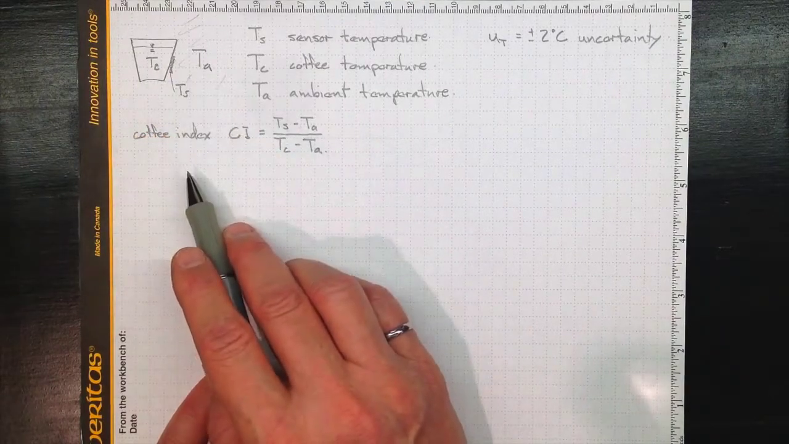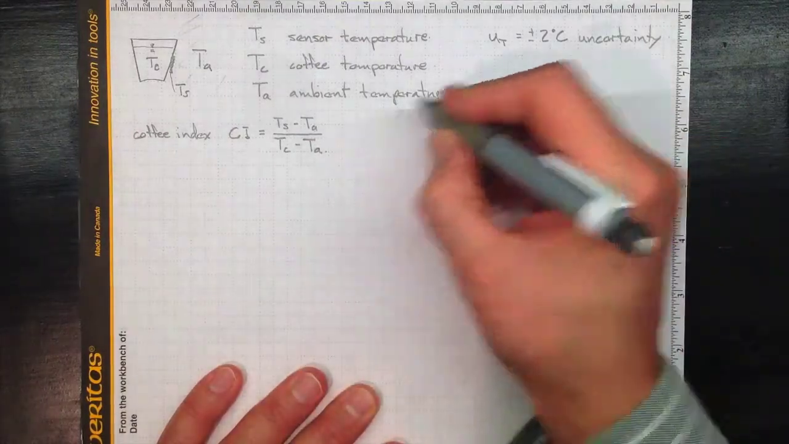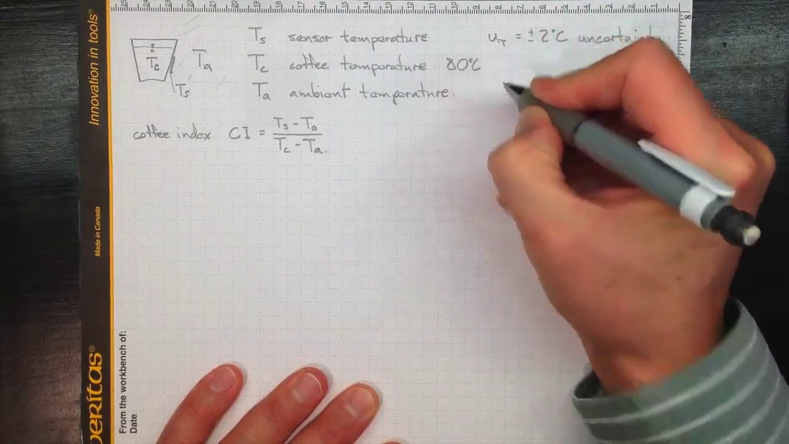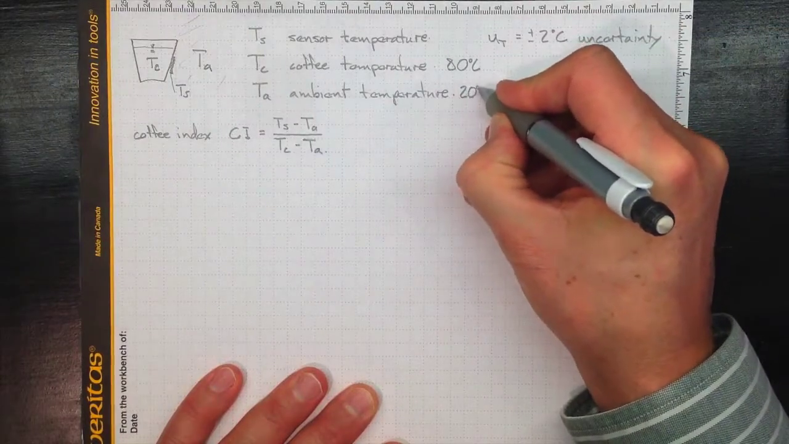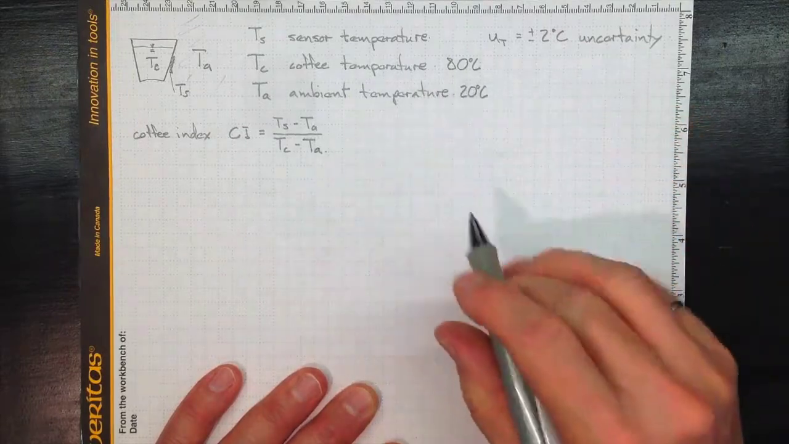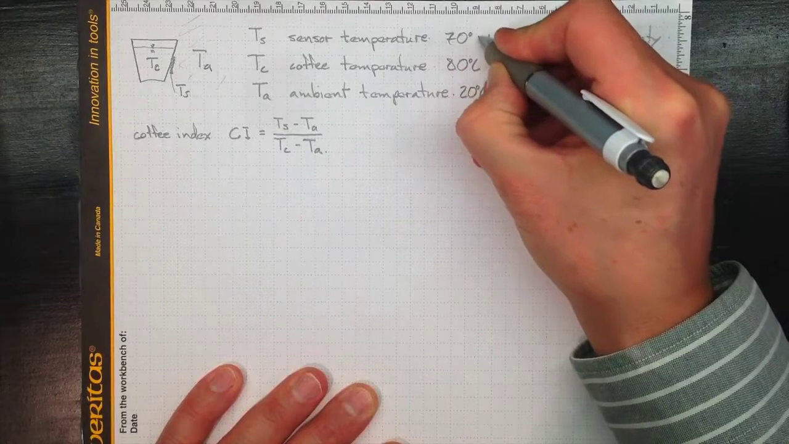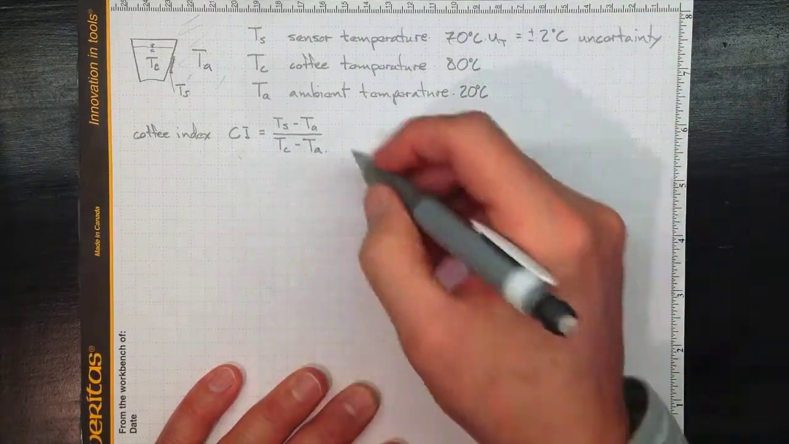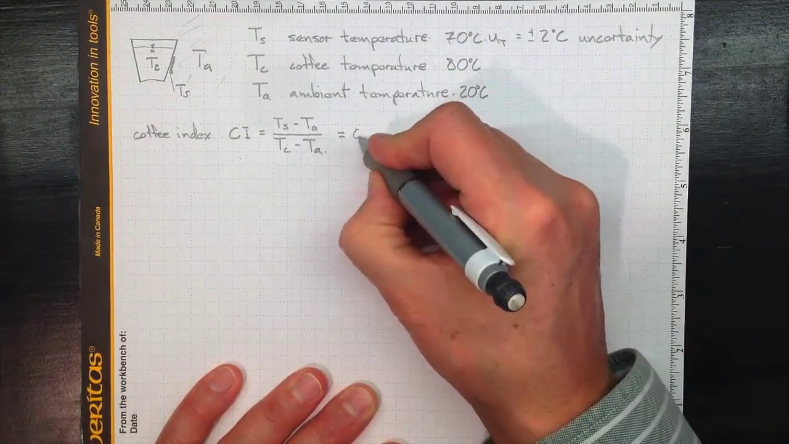And it'll represent the percentage, how close we've managed to get the temperature sensor to the coffee temperature and away from the ambient temperature. So if we look at this calculation, let's suppose our coffee temperature is 80 degrees Celsius, and our ambient temperature is 20 degrees Celsius. So this is a hot cup of coffee that we've just poured. And we measure the sensor temperature, and we get that the sensor temperature is 70 degrees Celsius.